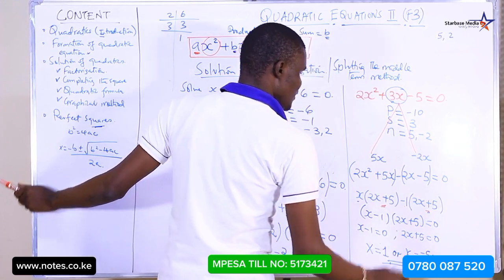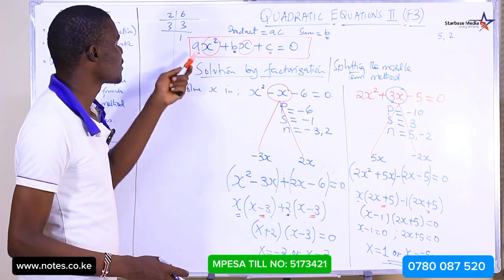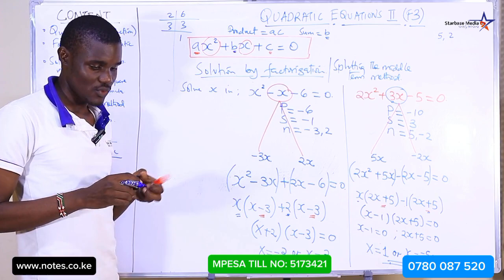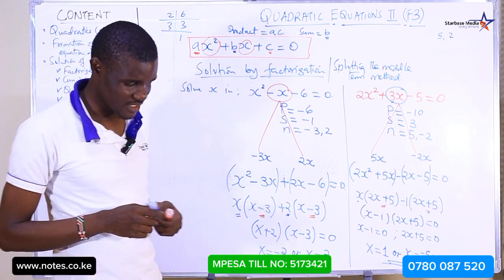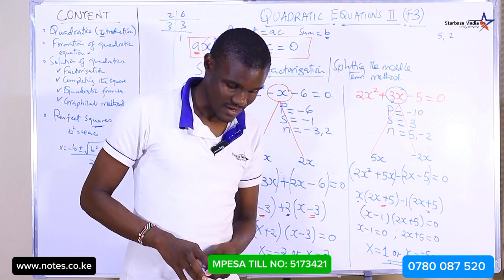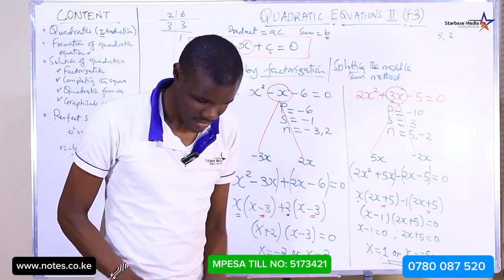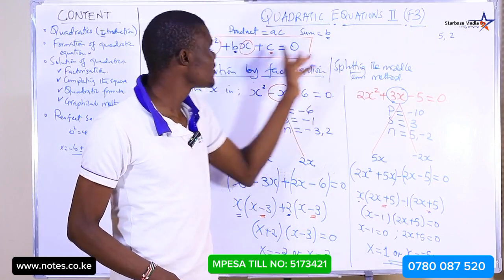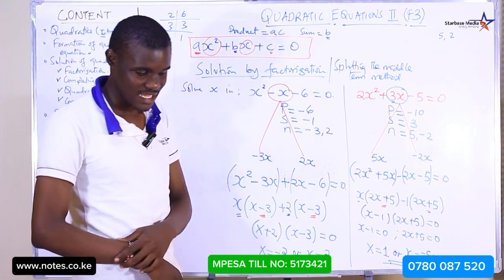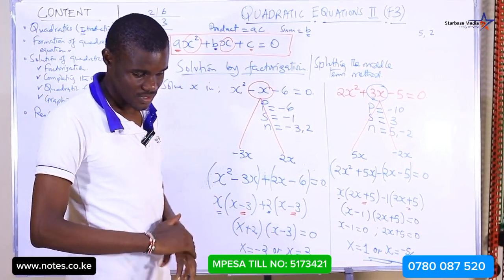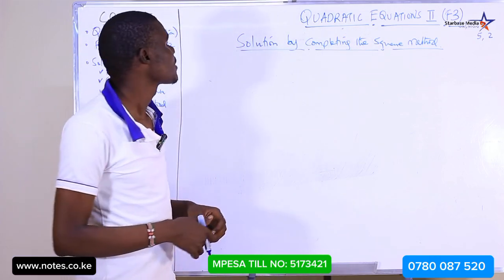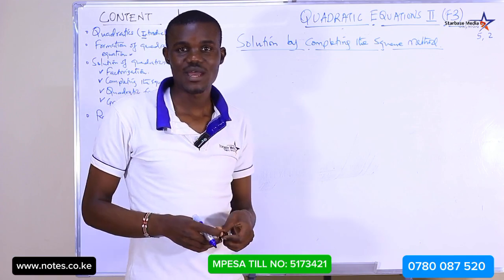So class, that is how we solve quadratic equations by factorization method. When you practice, you become perfect, even in knowing how to get the factors, the two numbers, very fast. So when you have a difficulty, always just draw this LCM, and you'll always get a hint on the factors that you need to use. We are moving on to the next, which is completing the square method.